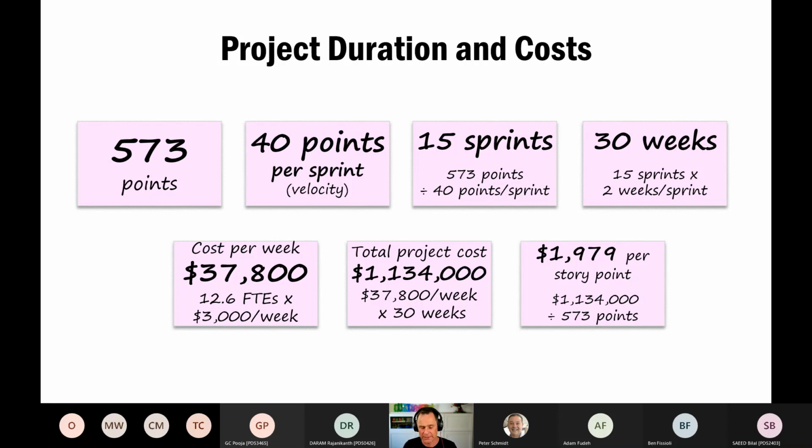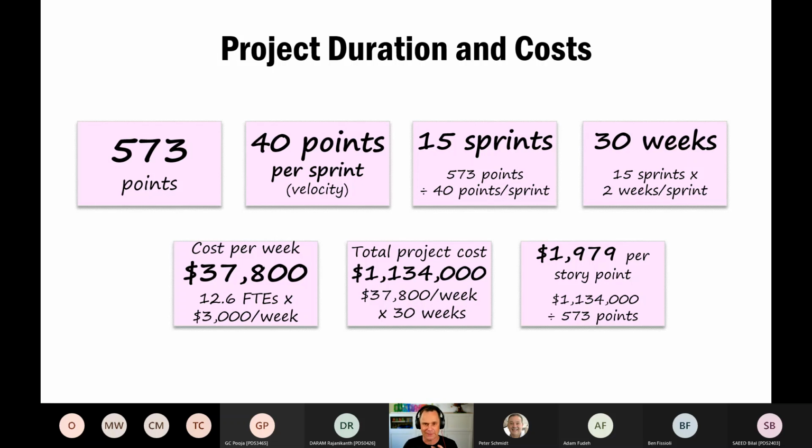Now, we said earlier on that each person on the team costs $3,000 a week. There's 12.6 people, so that's $37,800 per week. So the total project cost, if you run that for 30 weeks, is going to be $1.134 million. And the useful way of thinking about that is that it equates to almost $2,000 per point.